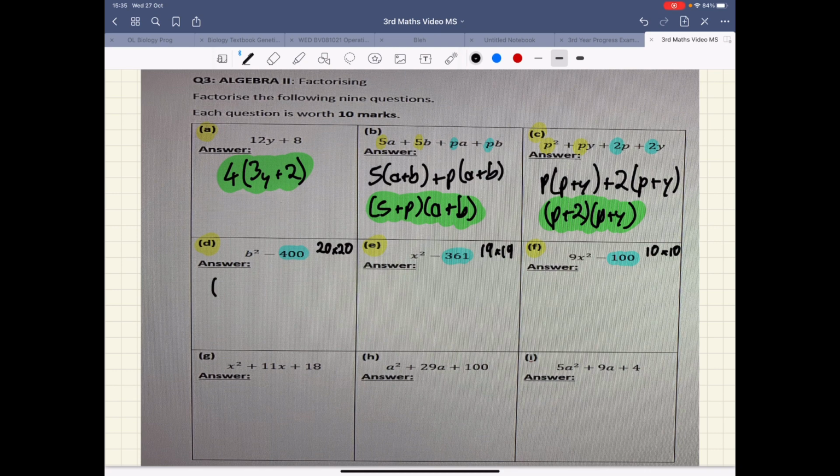And to do this, I just open up 2 brackets, and I ask myself, how do I get B squared? Well, that's B multiplied by B. How do I get 400? That's 20 multiplied by 20. And 1 has to be positive, and 1 has to be negative, otherwise you wouldn't get minus 400 here. This one over here, same again, except this time it's x, 19, 19, negative, or positive, negative. Doesn't matter, you could say whichever one. And over here, slightly different this time because the square root of 9x squared is actually 3x. So it's going to be 3x plus 10, minus 10. And there are your answers to those there.